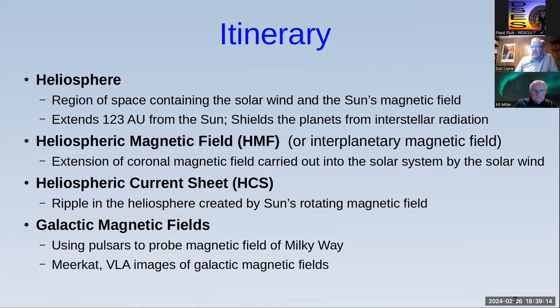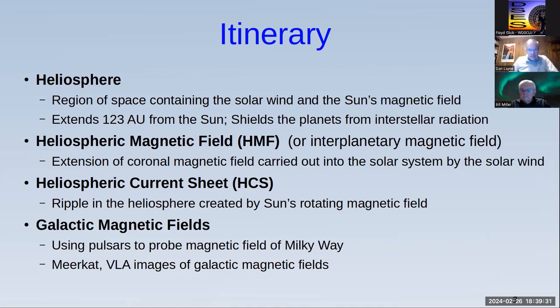Then, a rotating magnetic field will induce a current. So there's also a structure called the heliospheric current sheet. It's a ripple in the heliosphere created by the sun's rotating magnetic field. So we'll look at that.